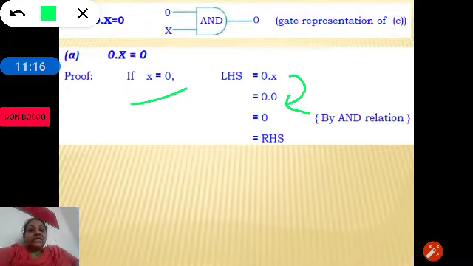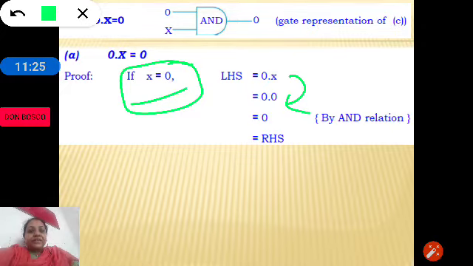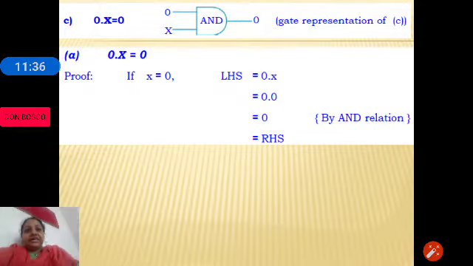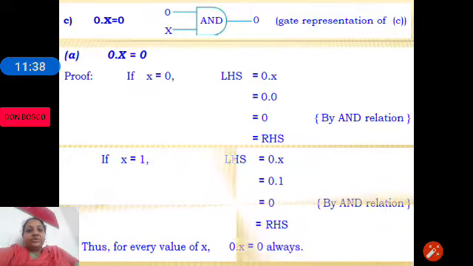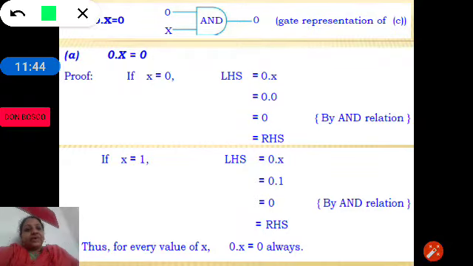So 0 ANDed with 0, the x value in this instance being 0. So 0 ANDed with 0 is 0. So we can say that 0 and x is equal to 0. Let us take the x value as 1. Here let us substitute the x value with 1. 0 ANDed with 1 is 0.